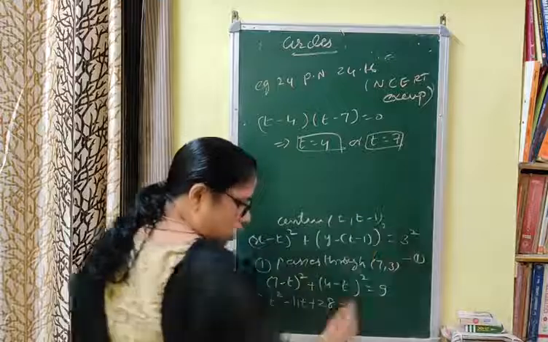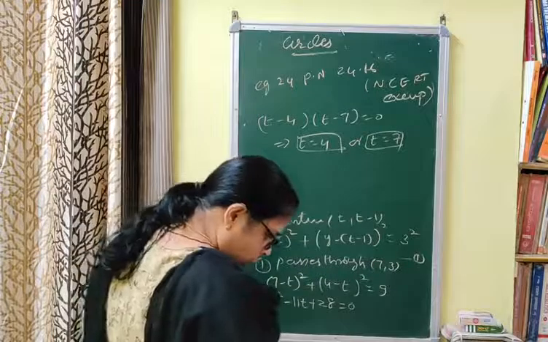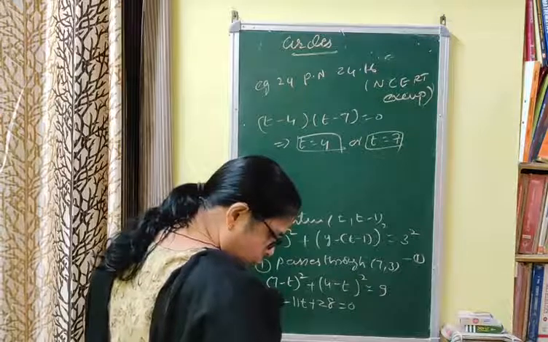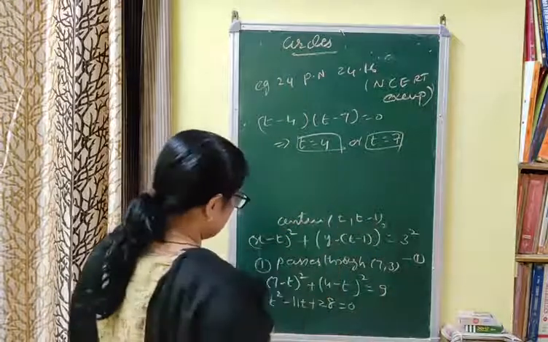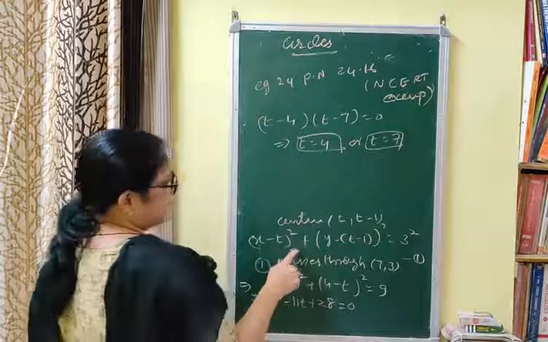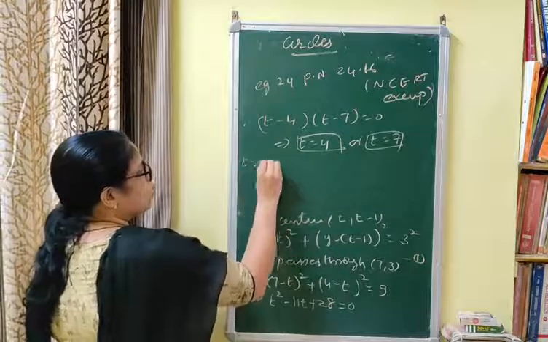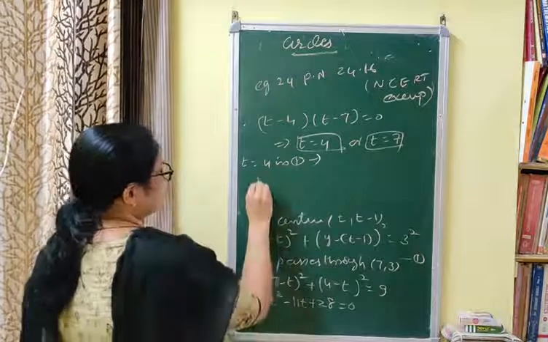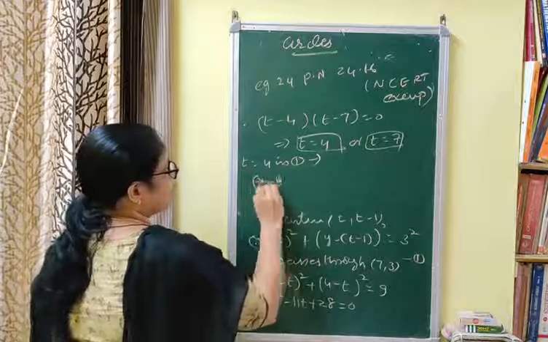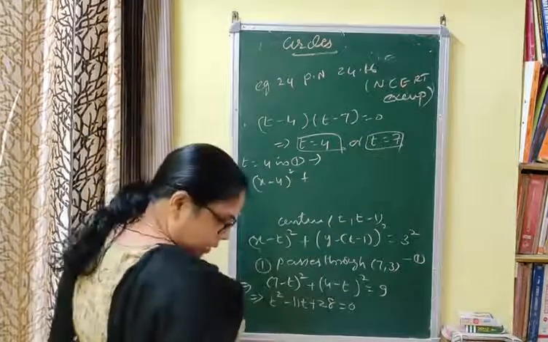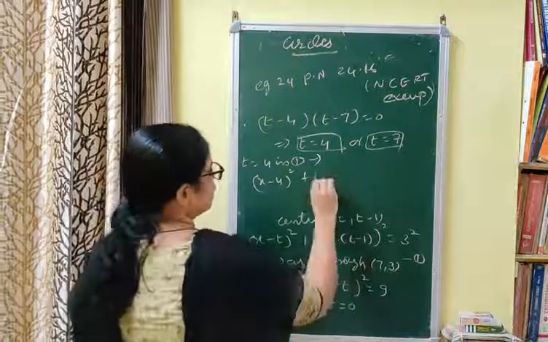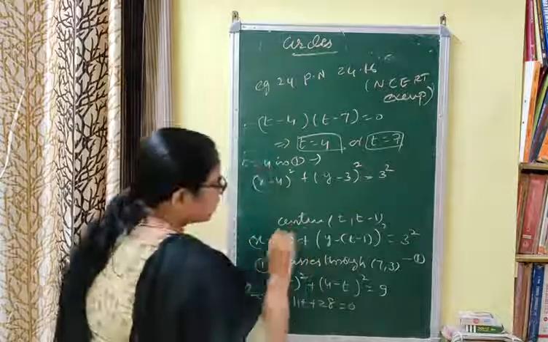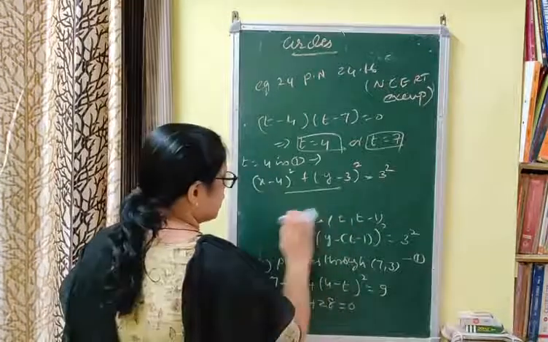That means we got two values of t. Now in order to find the equation of the circle, one t is 4 and the other t is 7. By putting t equal to 4 in equation 1, we get (x minus 4) whole square plus (y minus 4 minus 1), that is (y minus 3) whole square, is equal to 3 square. This you can solve by yourself to get it in standard form.